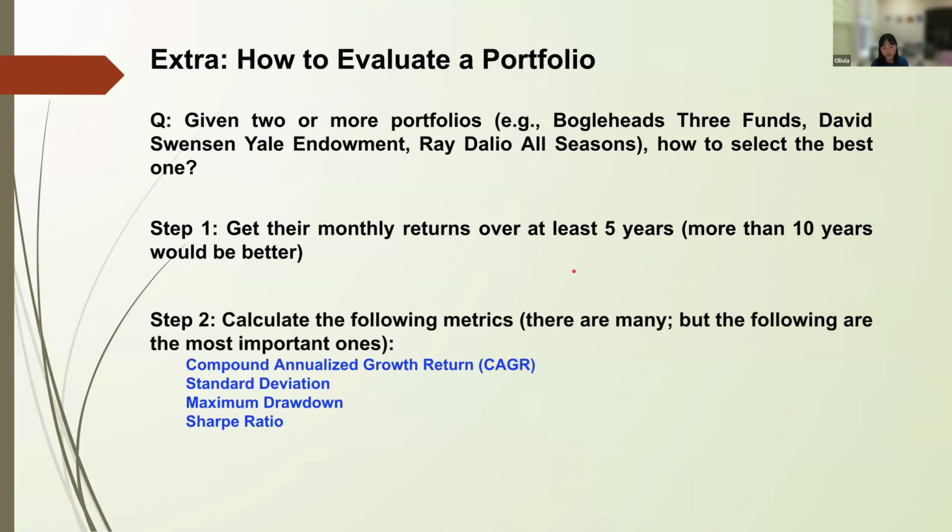Step number two, calculate the following metrics. There are many, but the following are the most important ones for calculating the returns of a portfolio or of a stock. Here: compound annualized growth rate, growth return, standard deviation, maximum drawdown, and Sharpe ratio.